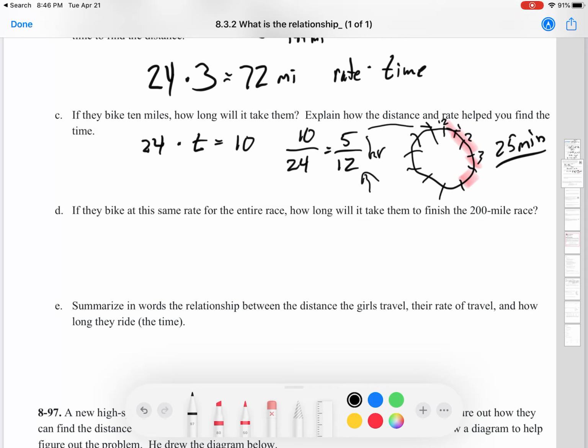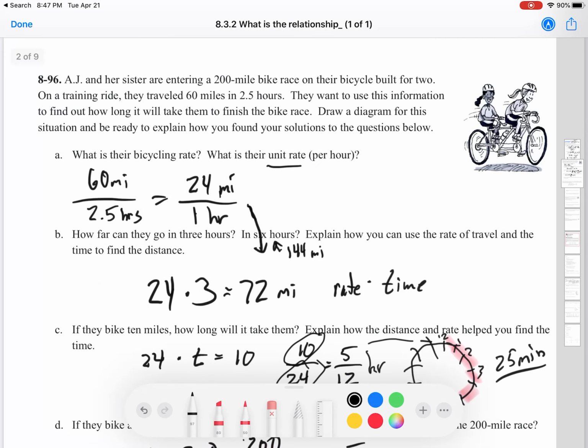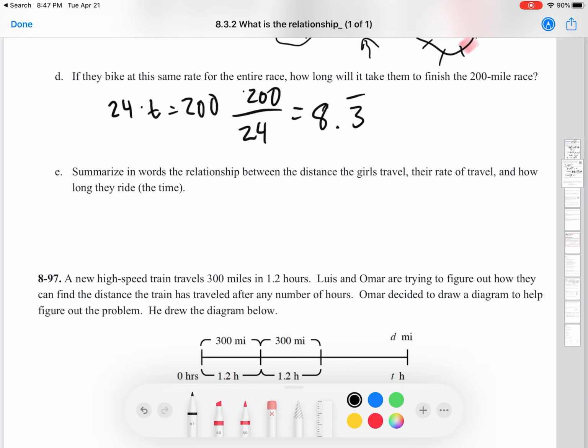Well, we took our distance and we divided it by our rate to help us get that. If they bike at the same rate for the entire race, how long will it take them to finish the 200-mile race, right? Okay. Well, same process, right? 24 times t equals 200. If we undo multiplication with division, what do we get out of that one? That division turns out to be 8.3 repeating hours. And if that's 8 and 0.3 repeating, that's going to be hours.